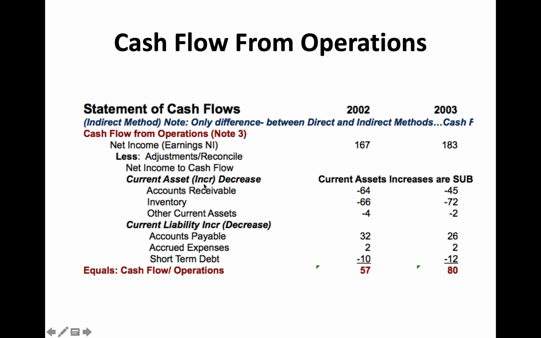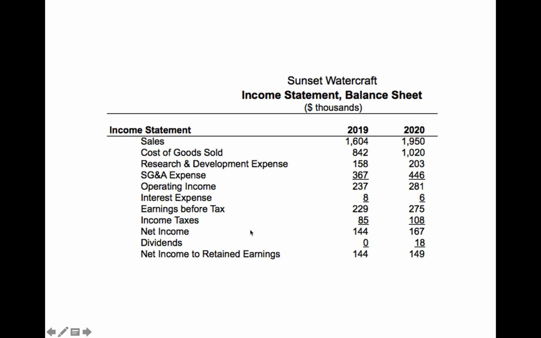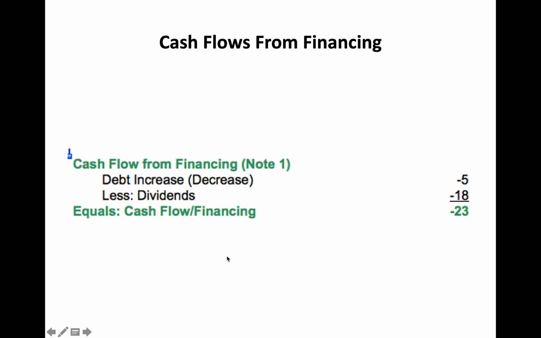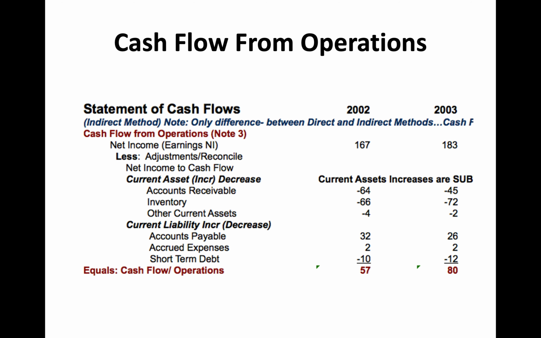Current asset increases are subtracted, decreases are added. With current liabilities, it's the reverse. Current liability increases are added, decreases are subtracted. So if I flip all the way back to this balance sheet and you look at the increases and the decreases in these balance sheet accounts, both current assets and current liabilities, and I scroll back down to here, these differences are based on changes in the balance sheet.